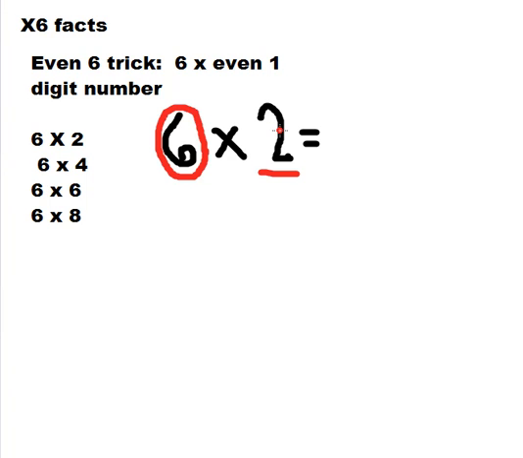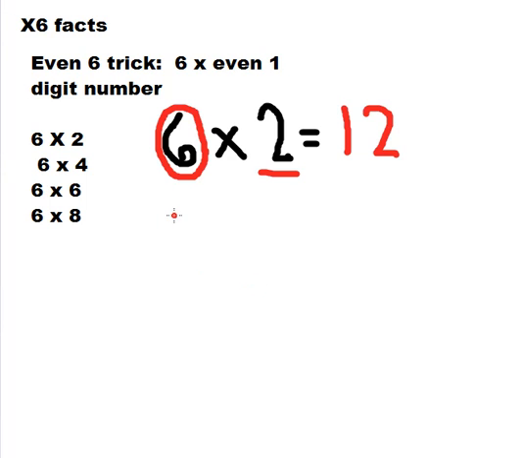So there's 2 steps to it. The first thing I do is I take half of 2. Half of 2 is 1, and I write it down. The second step is I simply write the number down that's underlined, 2. So take half and write it. That's the even 6 trick.